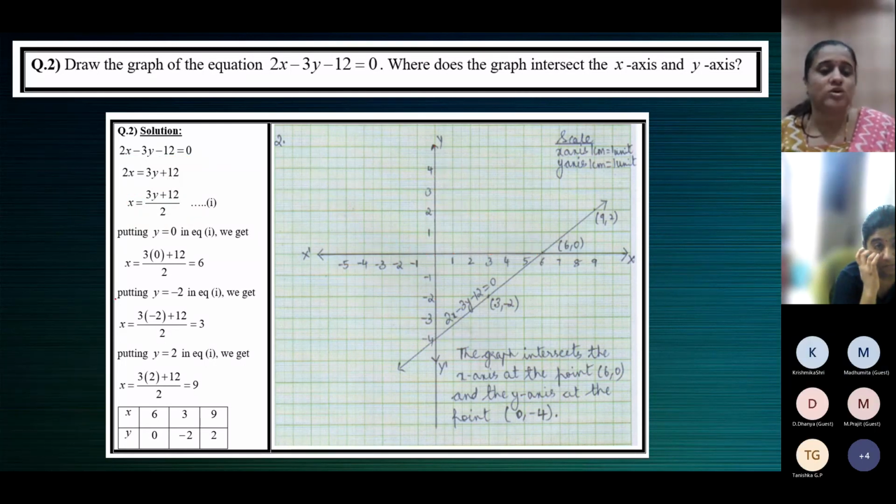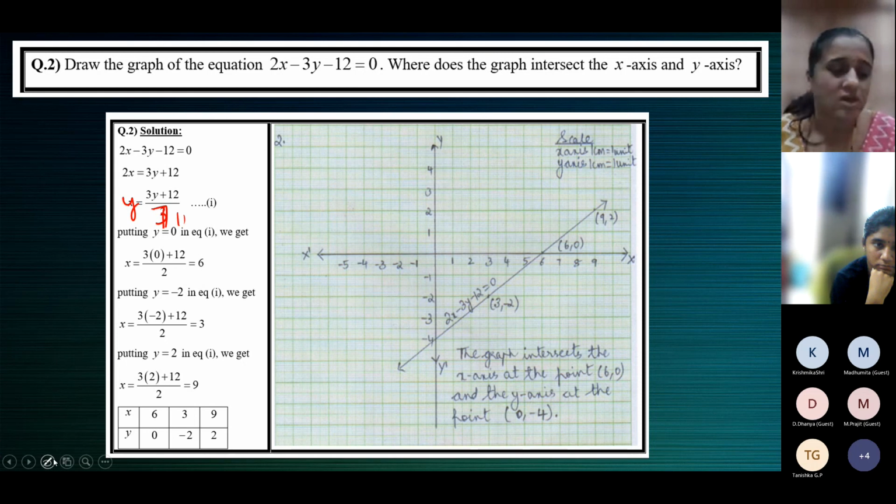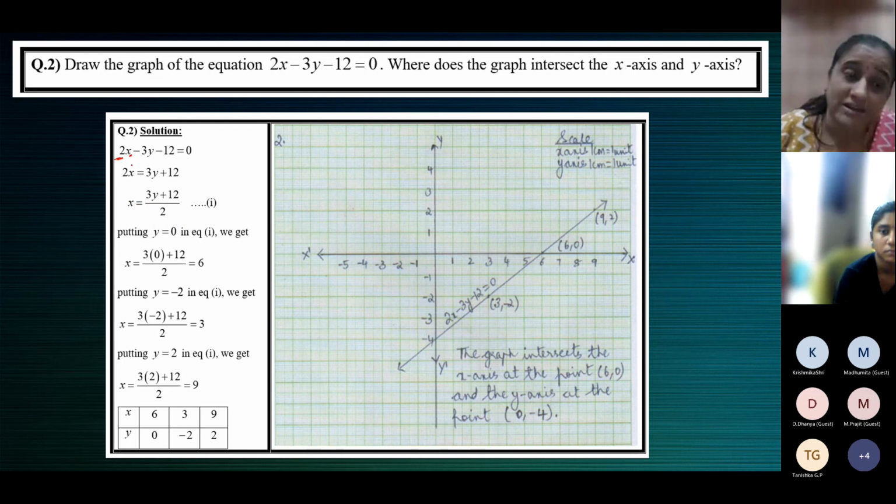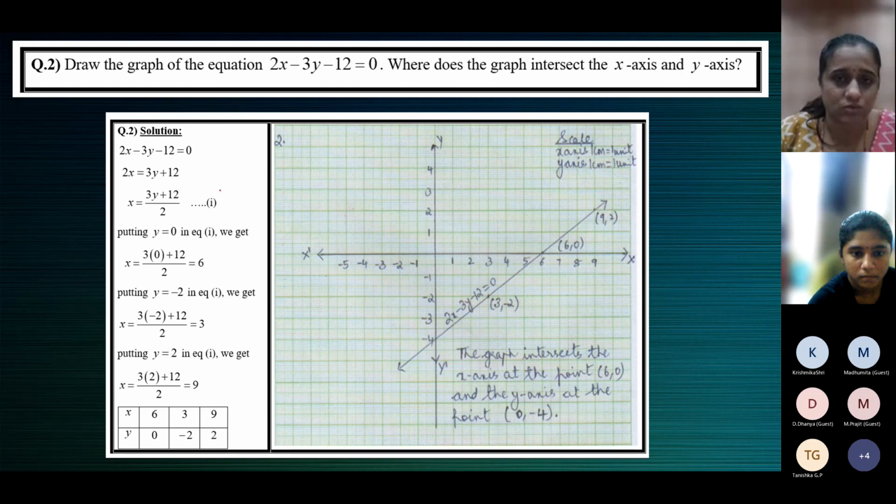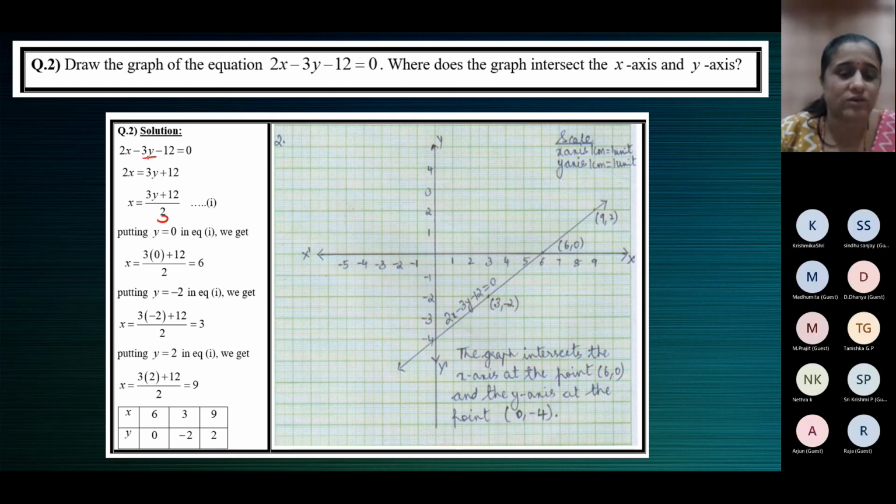So do this first. Now for this equation, don't write y in terms of x, because the coefficient of y is 3. If you write in terms of y, you will get by 3. It's difficult to find the values when the denominator is 3, 7, 11. So what's the coefficient of x here? 2. So write x in terms of y, you will get by 2. If you write y is equal to, you will get by 3 because it's 3y. You can find it, but plotting the points will be slightly difficult.